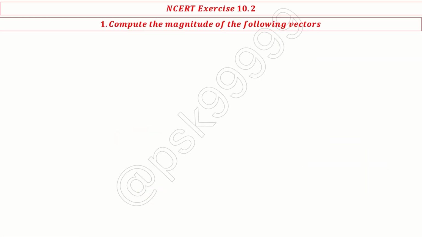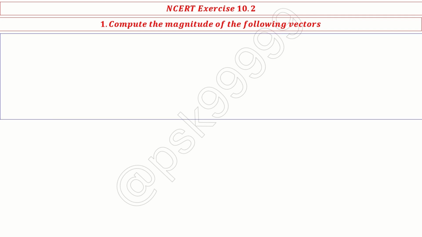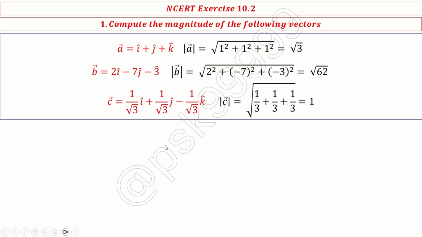Let's do exercise 10.2. Compute the magnitude of the following vectors. I think this is a straightforward question. You can do it yourself. This is nothing but the square root of x square plus y square plus z square, if x, y, z are the coefficients of i, j, k. Here x, y, z are 1, 1, 1, so it's root 3. Similarly, other things you can do yourself. And just remember, magnitude should always be shown as a positive number.